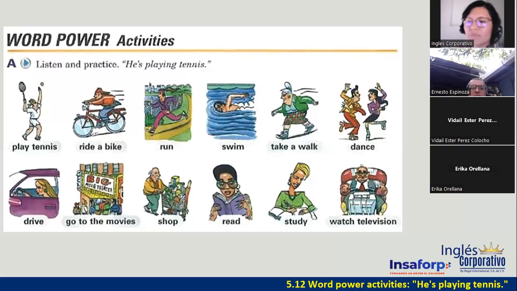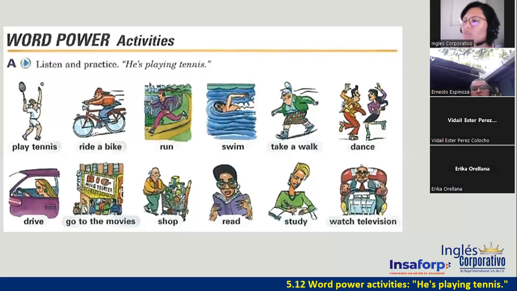What about number three? La tres. He is running in the park. He's running, ¿verdad? Running in the park. Muy bien, excelente. What about swim? He is swimming in the beach. He's swimming. Ok, in the sea, creo yo que sería en el mar, ¿verdad? He's swimming in the sea.